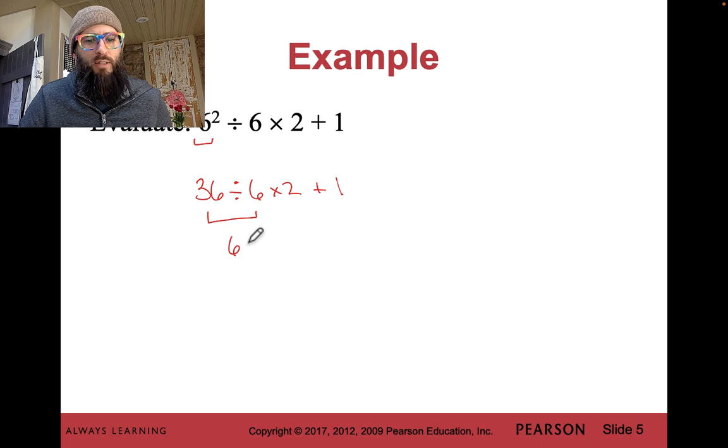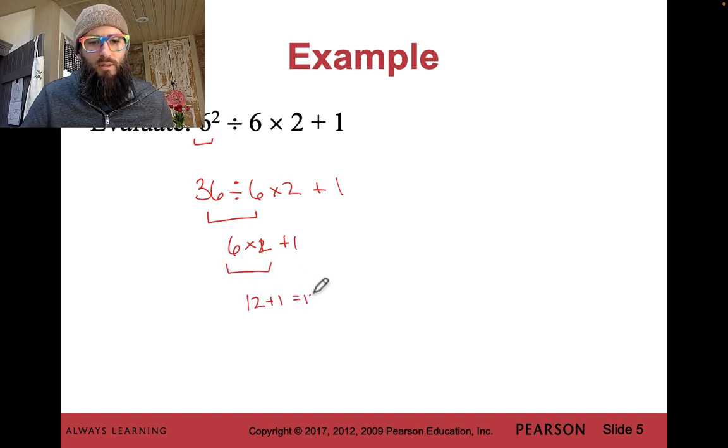And then we have 6 times 2, which is going to be 12, plus 1. So once we simplified the 36 divided by 6, we now have 6 times 2, and that's going to be 12, and then 12 plus 1 is equal to 13.